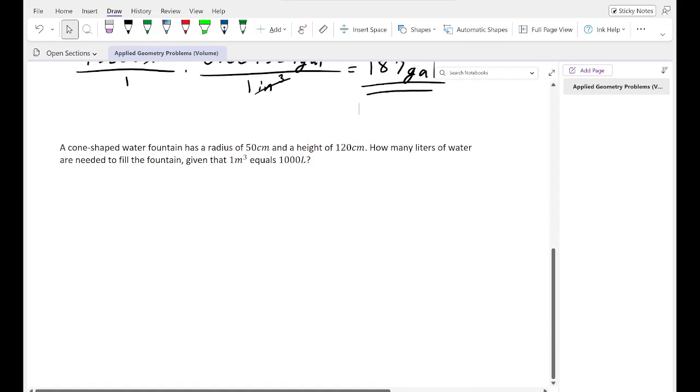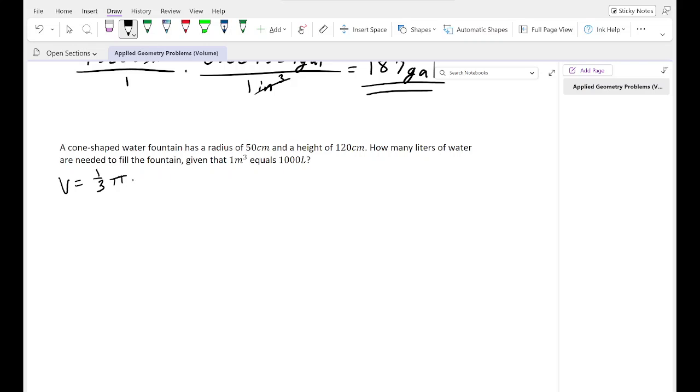Last one. A cone-shaped water fountain has a radius of 50 centimeters and a height of 120 centimeters. How many liters of water are needed to fill the fountain, given that 1 cubic meter equals 1,000 liters? So this one's pretty nice. Should be a little bit familiar. But first off, we're going to start off with a cone-shaped water fountain. Well, it's a cone shape, so we need to know the formula for the volume of a cone. Again, if you do not know this one, you need to. It is 1/3 pi r squared h.